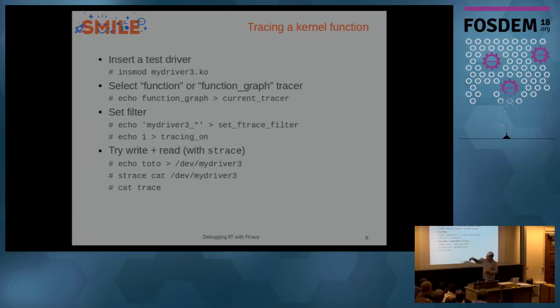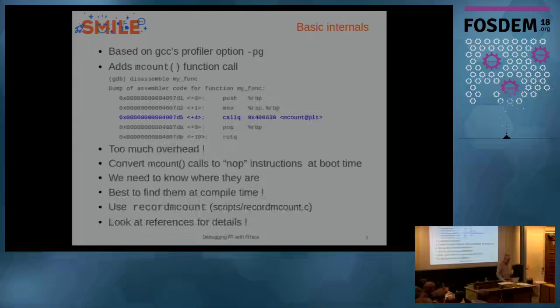So if we have time, I can show you both strace and ftrace, to show the two ways of debugging the system. So, one slide only on the basic internals. It's a bit surprising, but it's based on mcount. It's a GCC profiler, just like in user space, but not really the same. When you compile with -pg, you generate a call to mcount at the beginning of the function, but there is lots of overhead.